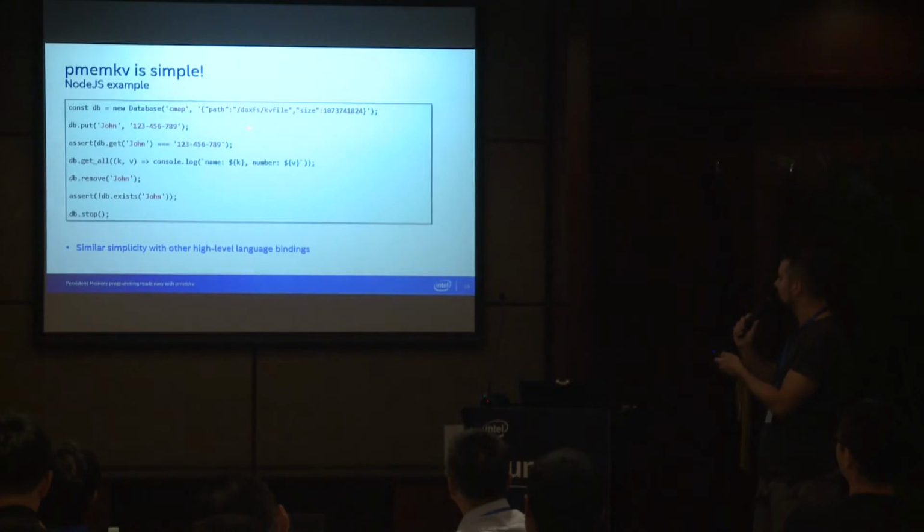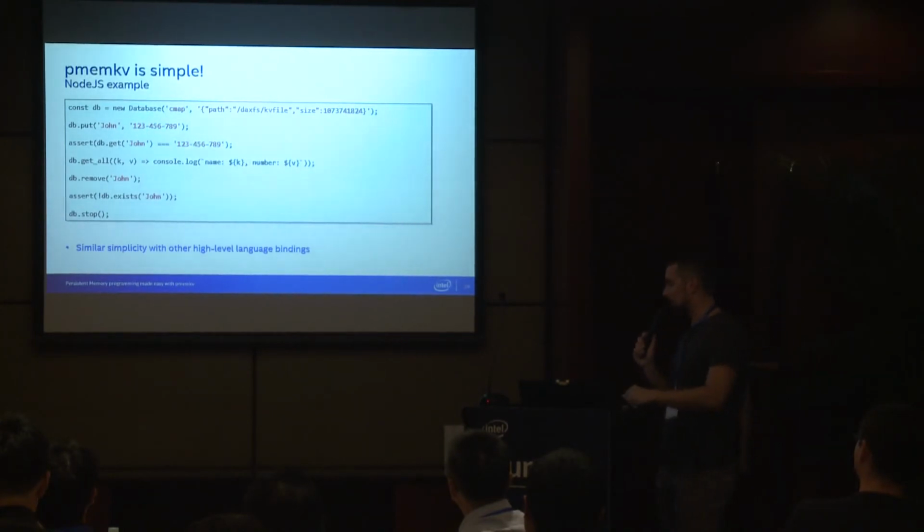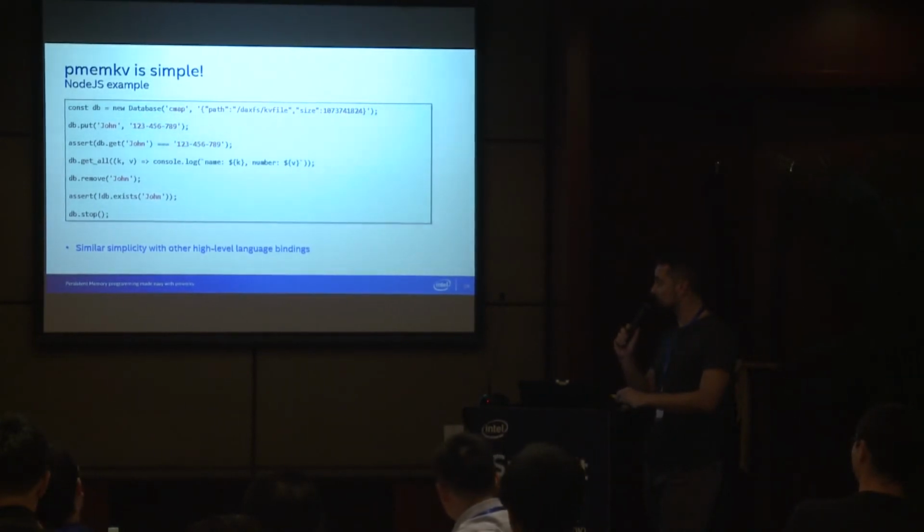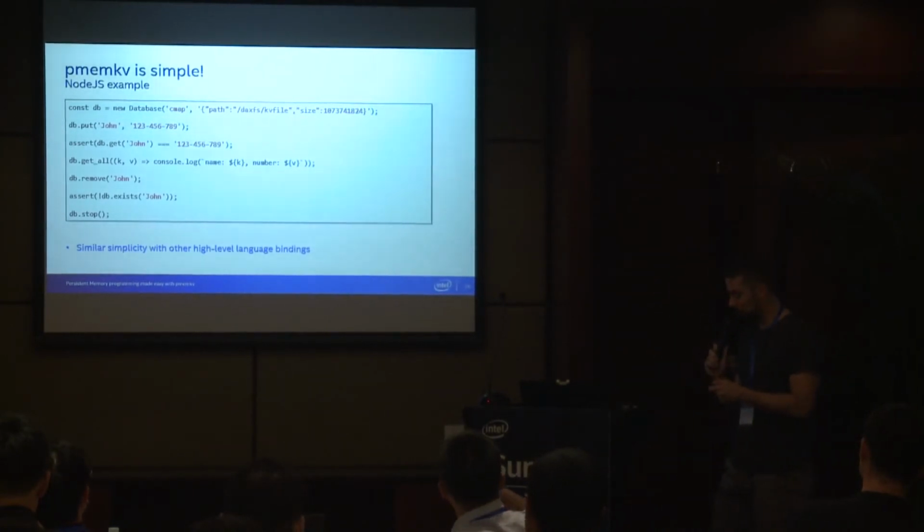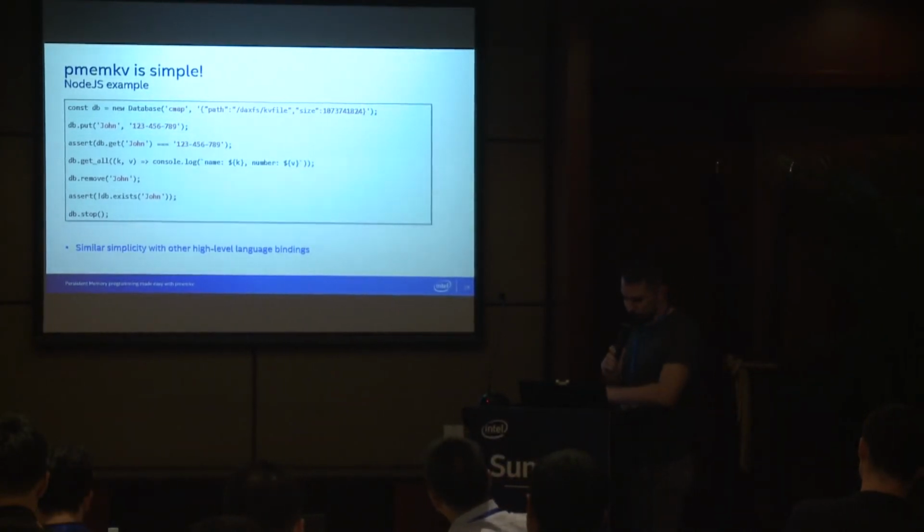Creating database with JSON string, putting key and value, getting value from given key. Here is copying the data, and over here we have direct access to persistent memory. We are removing key, checking if it exists, and stopping engines. And we have similar simplicity for other high-level language bindings. So I am not going to show it to you.